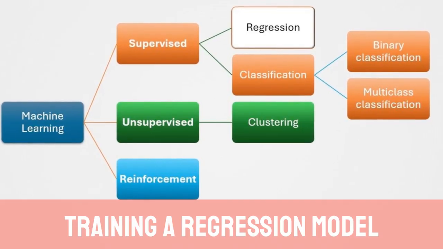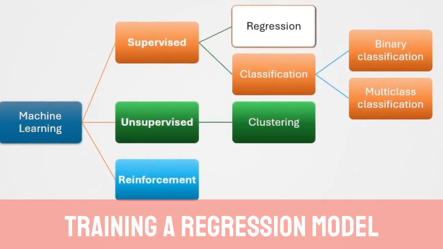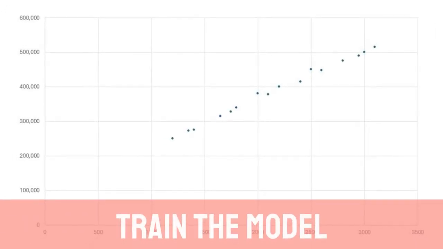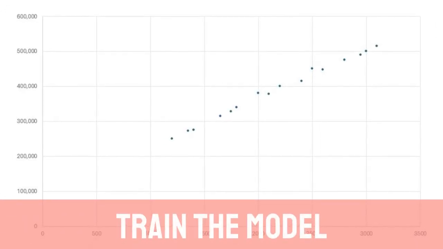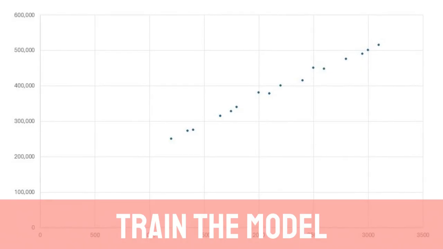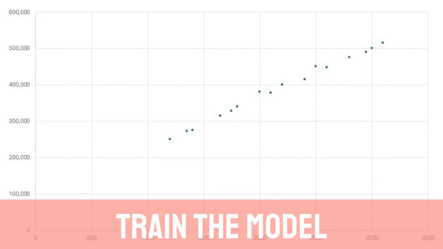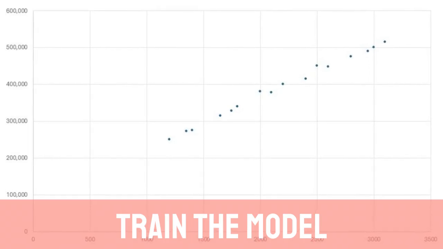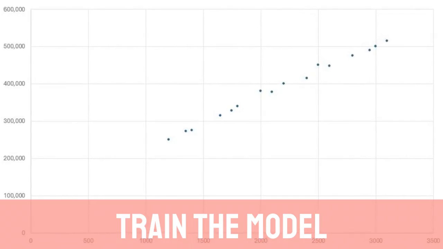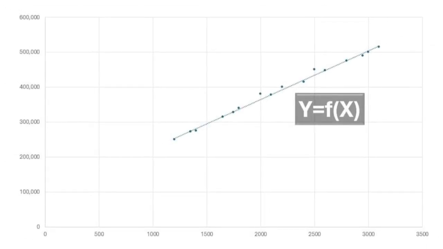In a supervised regression scenario, the goal is to predict a numerical value. Once you've split your data, the model learns the relationship between the features and the label. A good way to visualize this is by plotting your data on a scatter plot and seeing the model fit a line through it. This line represents the model itself, which is then used to make predictions on new data.